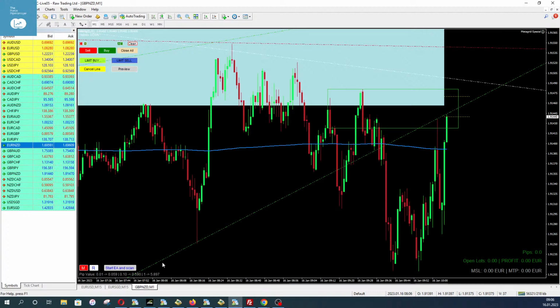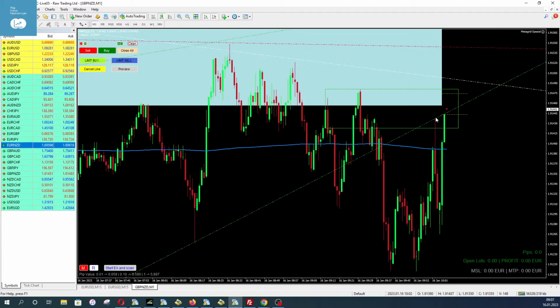What is also possible, you see this green line here, this is an M15 trend line. We retest this trend line at the moment, and if it manages to come through, then we will see if we see further up movement.